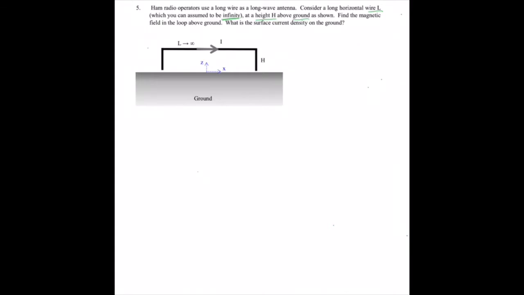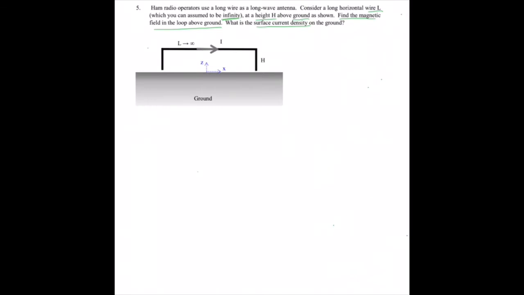First, find the magnetic field in the loop above the ground. Then we're asked, what is the surface charge density on the ground? Okay, let's answer the first part first. It states, find the magnetic field in the loop above the ground.